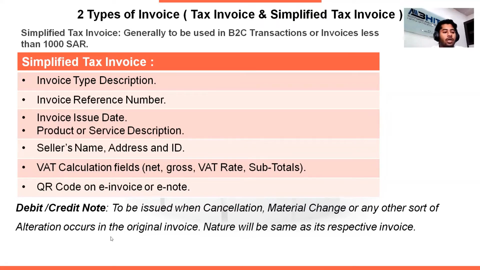So the simple answer would be to issue a debit or a credit note. A debit or credit note is issued when there is a cancellation, material change, or any other sort of alteration in the original invoice. The nature will be the same as its respective invoice.